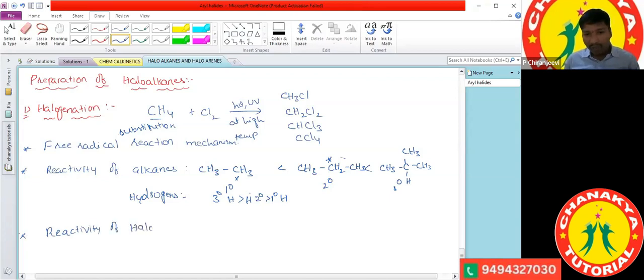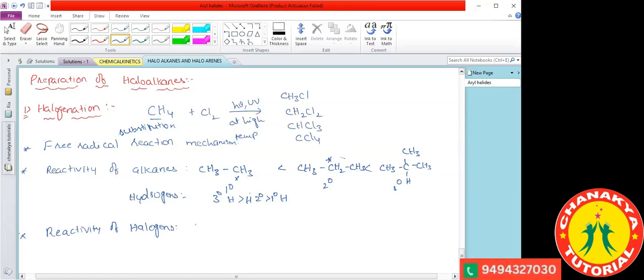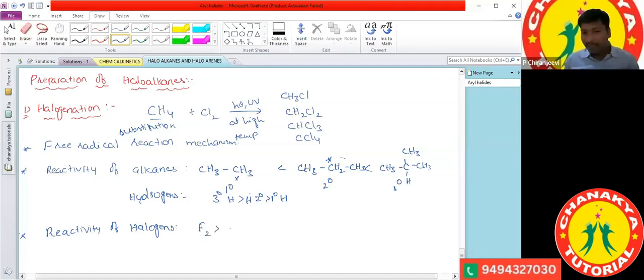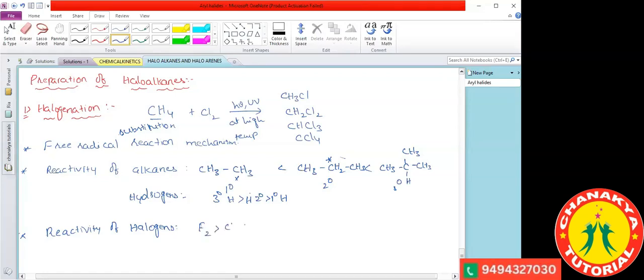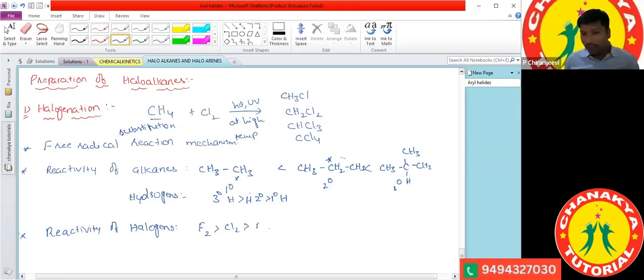Reactivity of halogens. Sir, we have different types of halogens now. Can any one of you tell me? Fluorine is the highest in reactivity. Fluorine is greater than chlorine, bromine, iodine. So from chlorine to iodine, the reactivity order decreases.